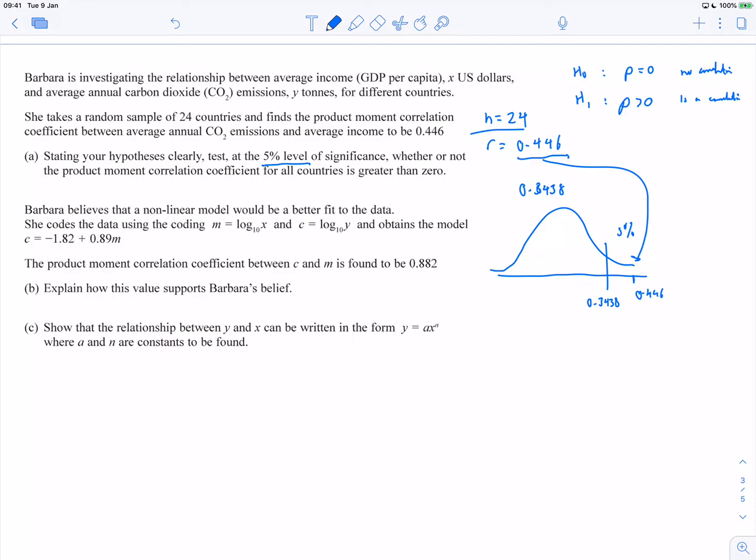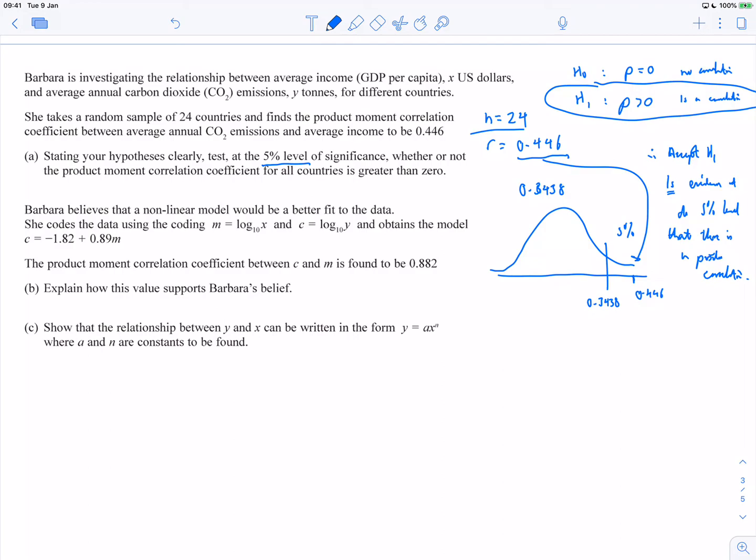So that means we're going to accept H1, and therefore there is evidence at the 5% level that there is a positive correlation. Okay. So yeah, there does appear to be evidence at the 5% level of a positive correlation.